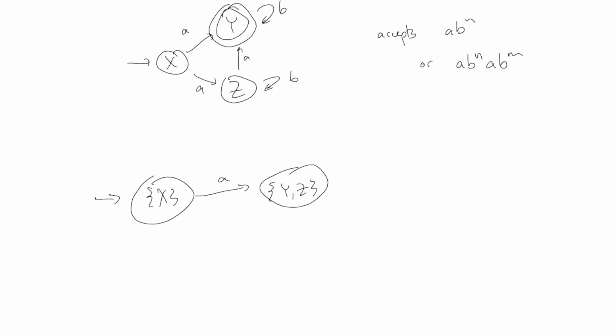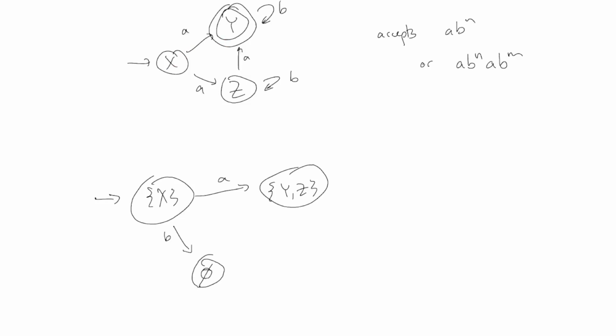Okay, what about from X, if I do a B, where can I get to? On this diagram, the answer is nowhere, because there is no arrow with a B, and that means down here, because my answer is supposed to be a DFA, it must have some arrow with a B. What's the set that I use to indicate you can't go anywhere? That is the empty set. All right.